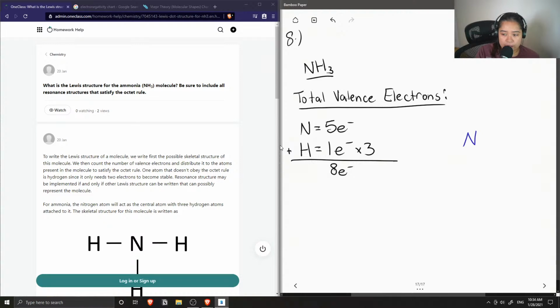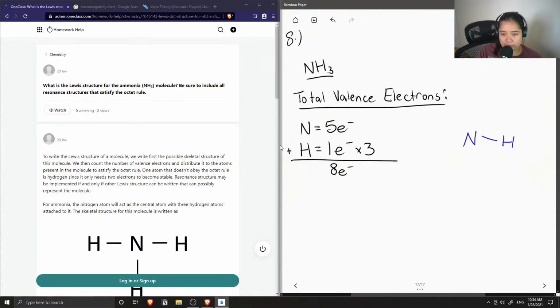So nitrogen would be our central atom. In this case, it is actually more electronegative than the hydrogen, but the fact that it's able to form multiple bonds makes it more likely for the nitrogen to be the central atom compared to our hydrogen. So hydrogen can only form 1 bond.